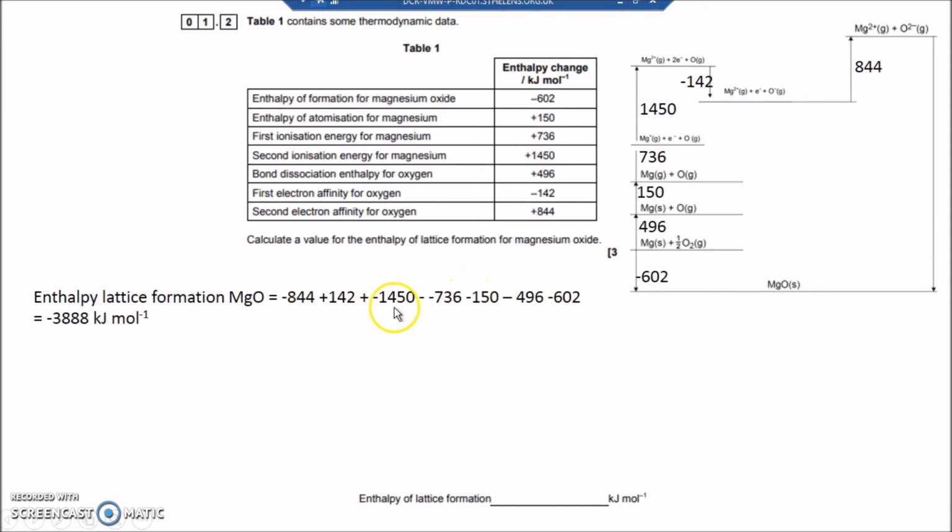So when you add all of those up, it turns out as minus 3888 kilojoules per mole.